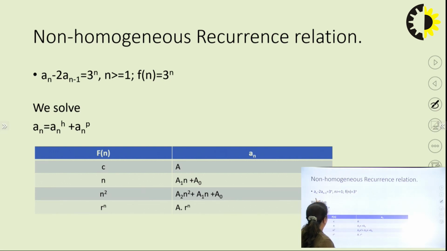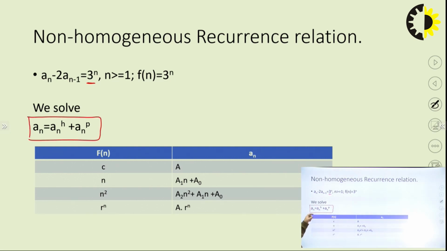Just see, when we are equating this, the left hand side equation is equated to 3 to the power n. Now this 3 to the power n is not a 0, this is actually a function of the type fn. So whenever we have this type of recurrence relation, we call it a non-homogeneous recurrence relation. Now here the fn part is this one, which is given to me as 3 to the power n, and the value of n is greater than or equal to 1. So whenever we have to solve a non-homogeneous recurrence relation, the general solution to such a type of question is this one.